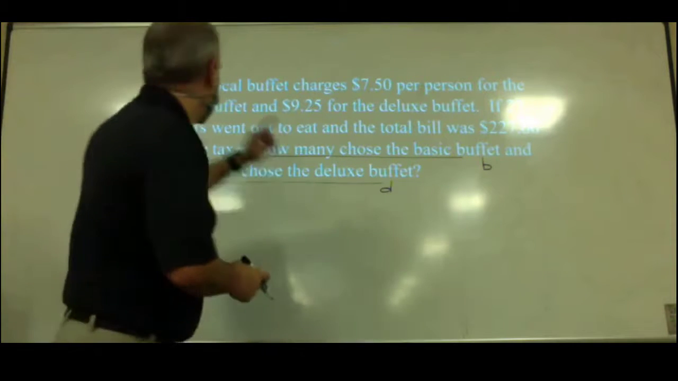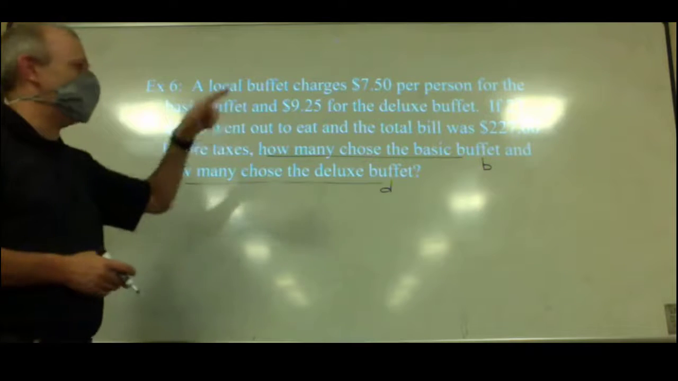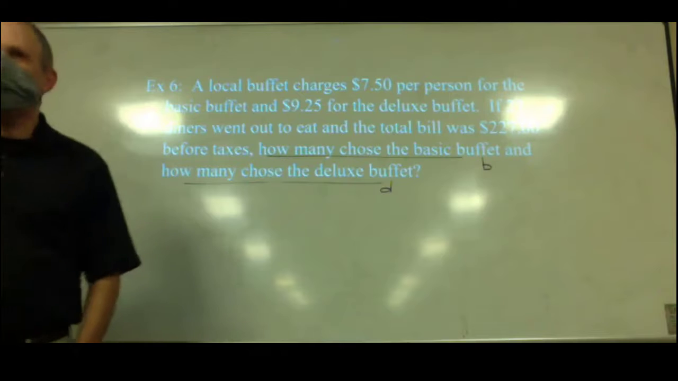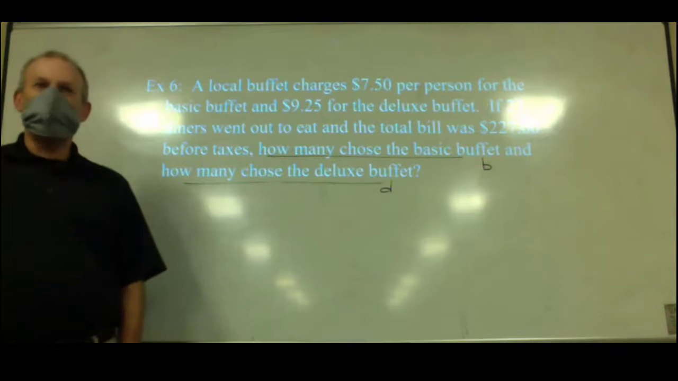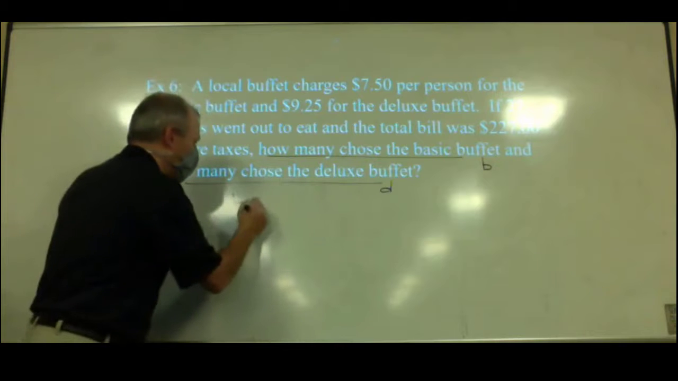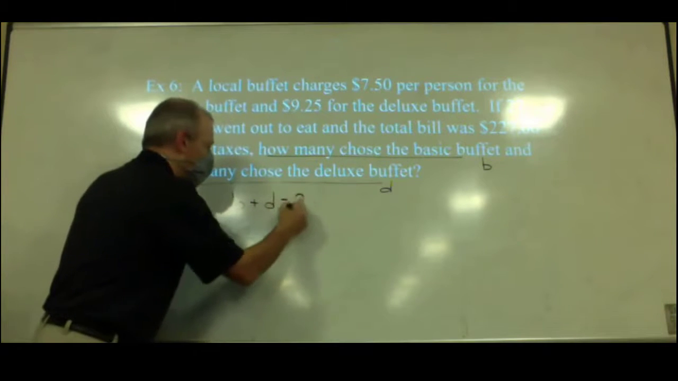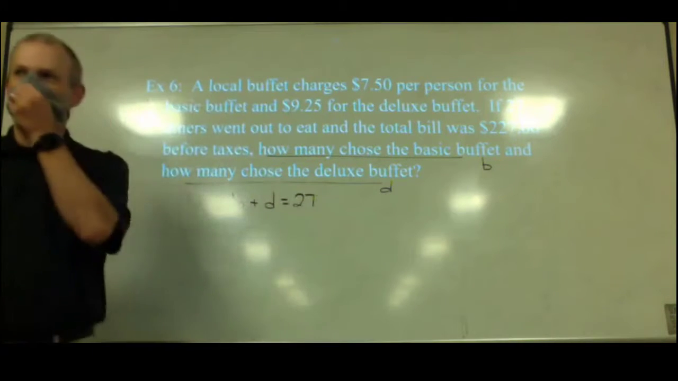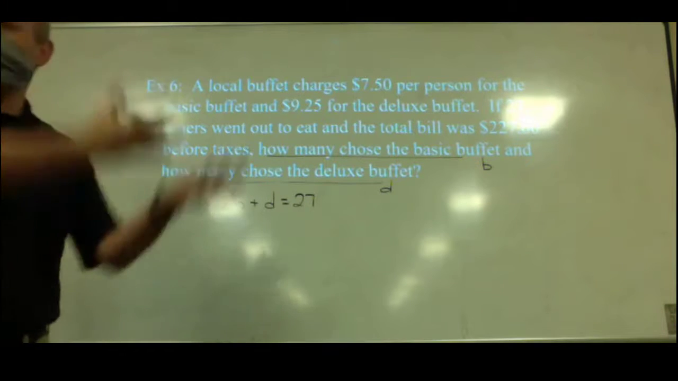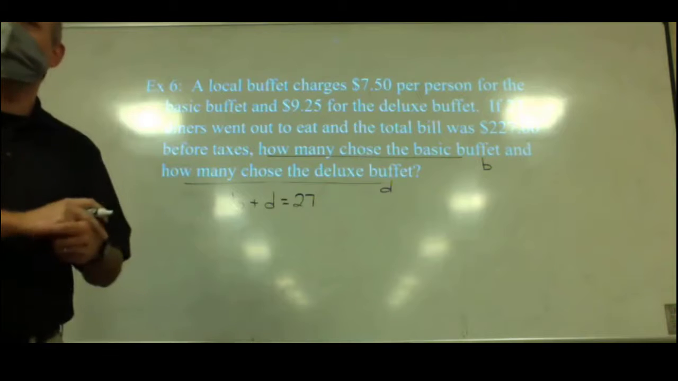The next statement: if 27 diners went out to eat, what does that tell us? 27 total people. Does it make sense that B plus D has to be 27? Because you put the basics and the deluxes together, you get 27. Right?